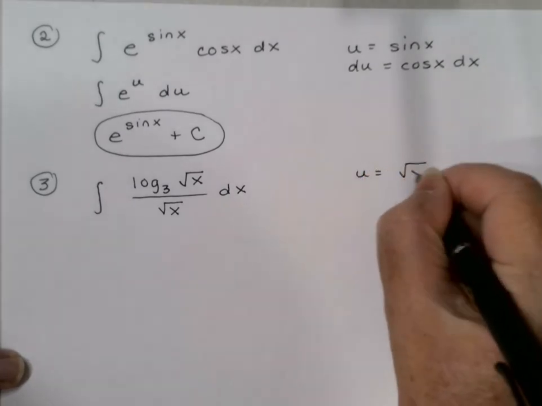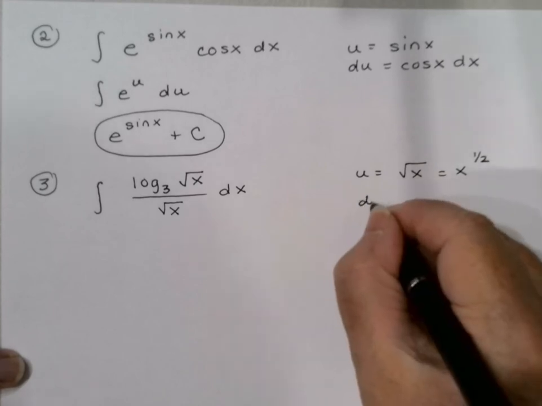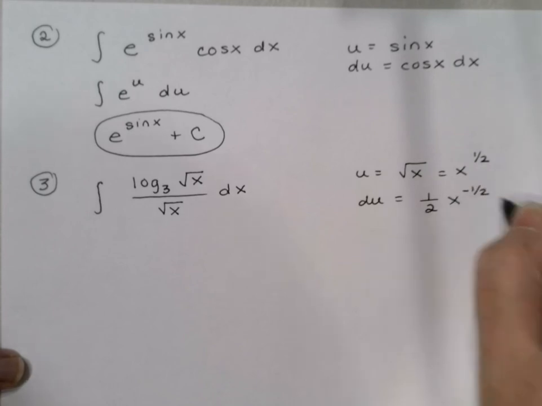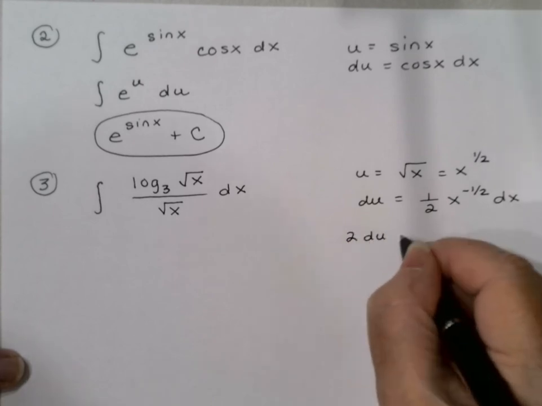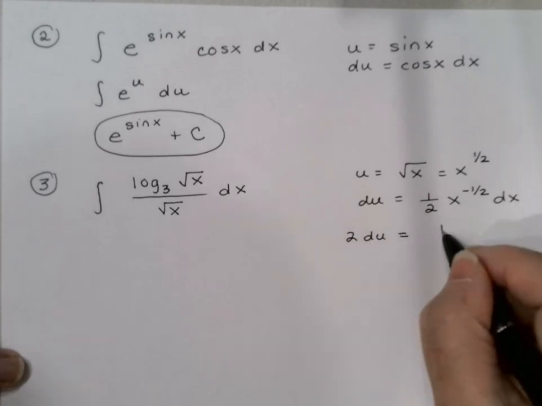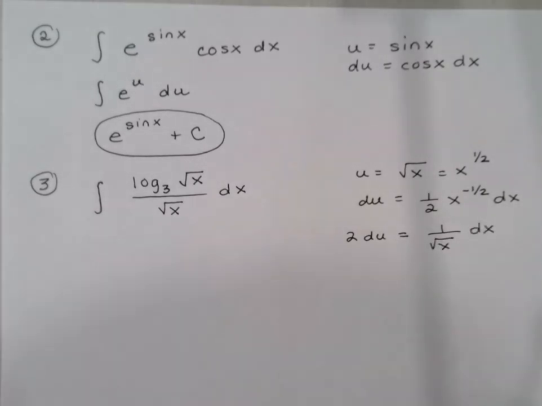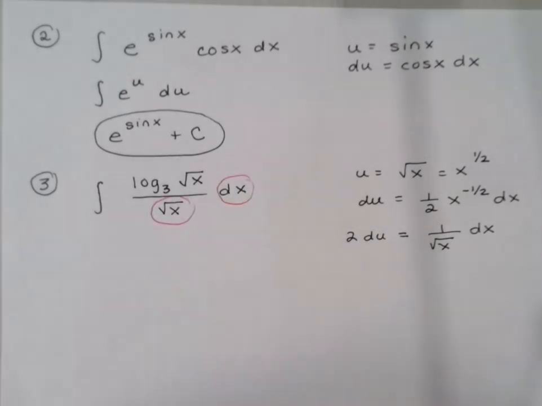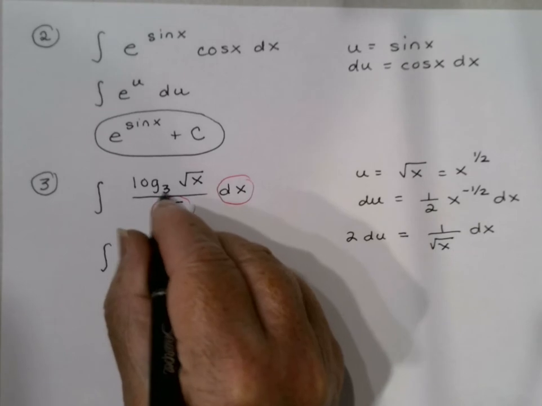Let's let u be the square root of x, or x to the 1/2. Then du would be 1/2 x to the negative 1/2 dx, or 2 du equals, that's really 1 over the square root of x dx. And I've got that, right? That square root of x is in the bottom. Put that with the dx, and I can replace that with a 2 du. So I've got the integral of log base 3 of u.